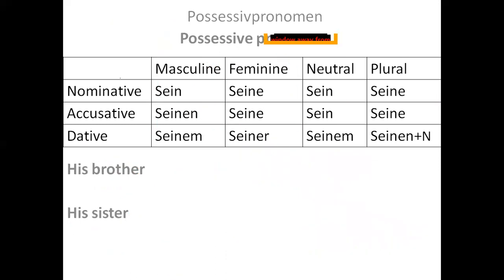Similarly, the next table, it says seine. Now it is a table of its and his. This table will give you two meanings. Like seine can be his, or it can be its. Seine can be his, can be its. So all the words in this table, his or its, all the words in this table give you the same meaning.